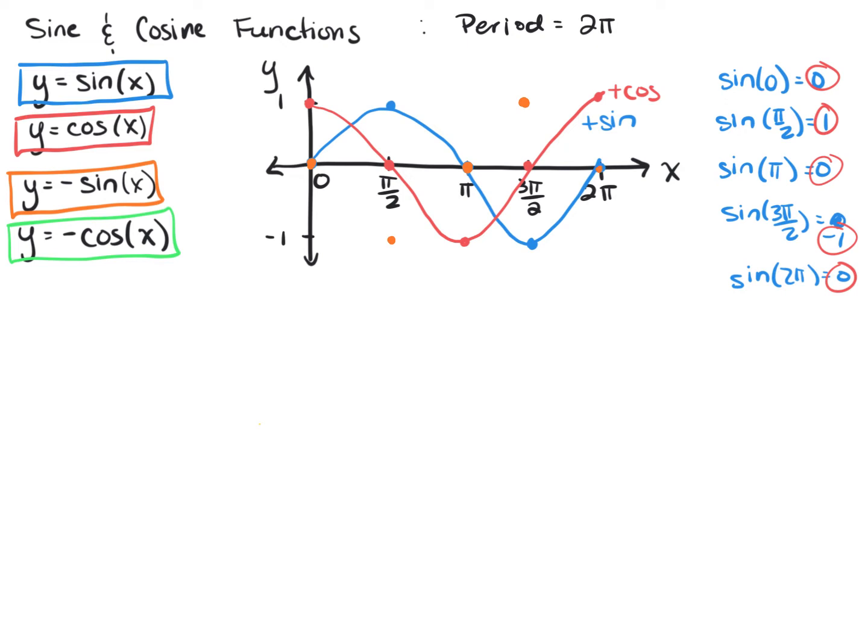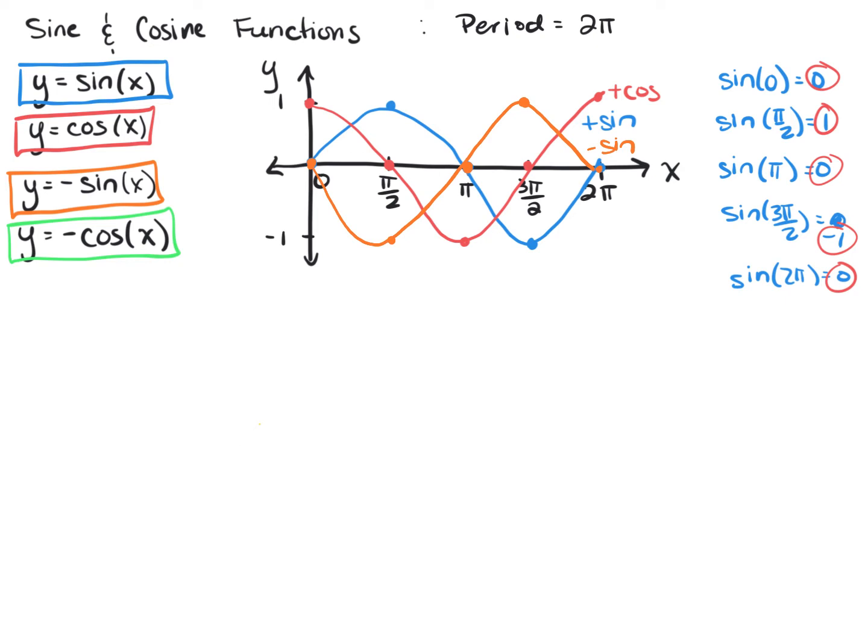So when I connect all the orange points, you can see that that orange line is the graph of negative sine. It kind of looks like positive sine, but it's flipped over the x-axis. Okay, so keep in mind what these graphs look like in your head, okay? And then let's go ahead and graph the last function, negative cosine.